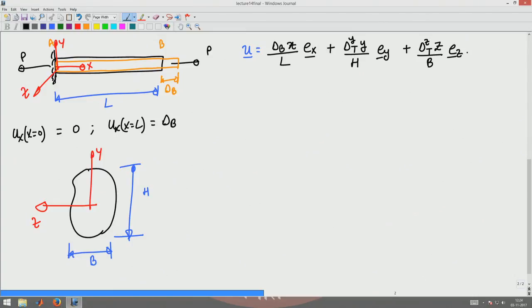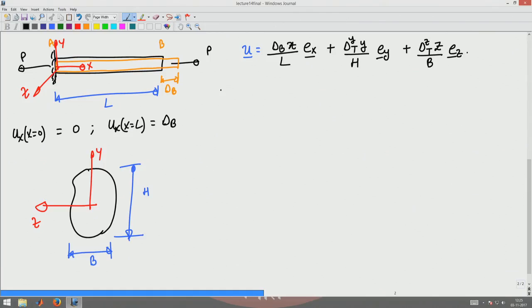Now, I assume the displacement field somewhat appropriate to the problem based on the experimental observation that the strain that I measure is not varying along the axis of the beam, axis of the member. So, that is the displacement field.